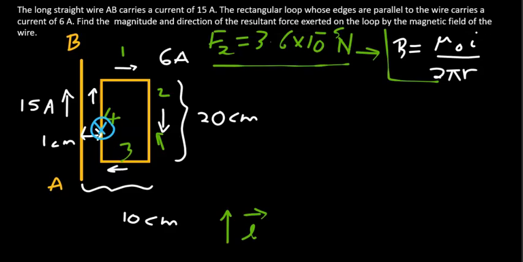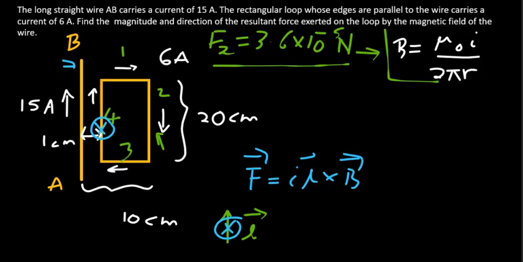This is the magnetic field due to that long wire at the location where segment 4 is. So that is the direction of the magnetic field. Since magnetic force is given by I L cross B, the direction of magnetic force on segment 4, following the rule for the cross product, is going to the left. So that is the direction of that force F4 on segment 4.